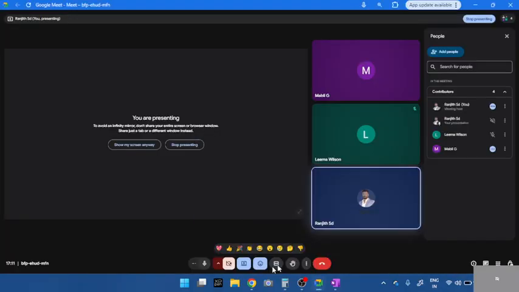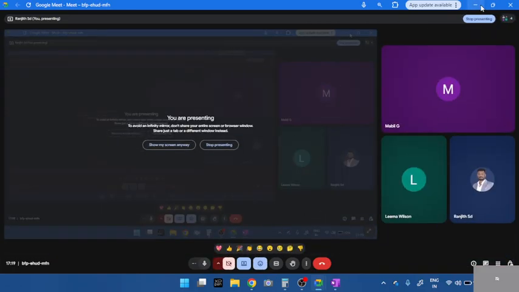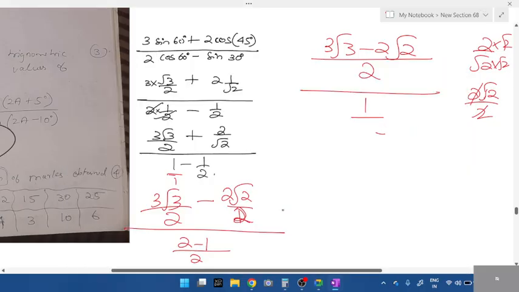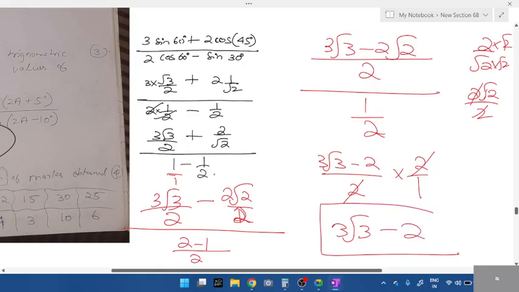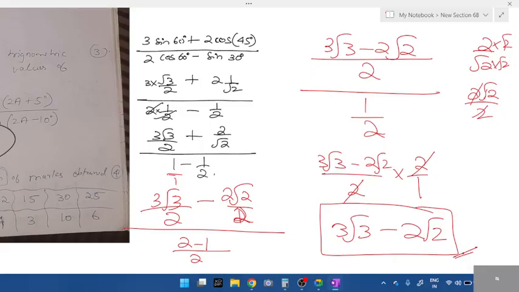Yeah, can you all see the screen? Am I audible, students? Okay. So what do you get here? 1 by, and there are two denominators. What did I tell you? 3 into, what did I, into 2 by 2, and 2 gets cancelled. What's the final answer? Root 2 remains that. Here, it is 3 root 3 minus 2.